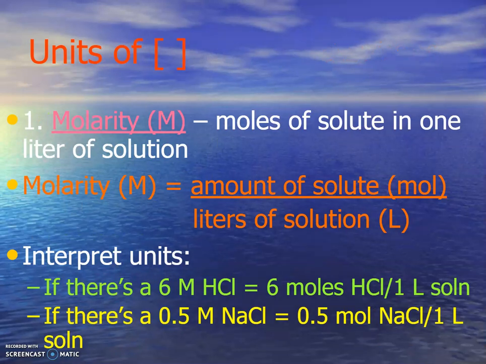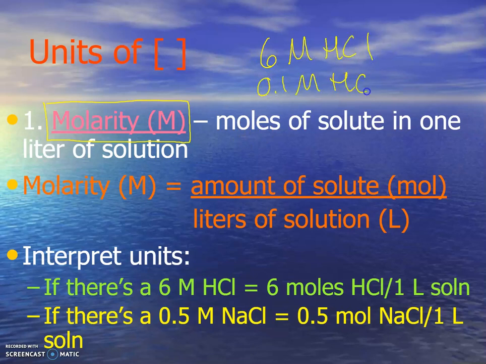All right, so what kinds of units are we going to use? There should be no surprise that we are going to use this word molarity. You've seen it all year, but not really talked about it that much specifically. So if you saw something that said 6 M HCl or 0.1 M HCl, that M stands for moles of solute per 1 liter of solution.